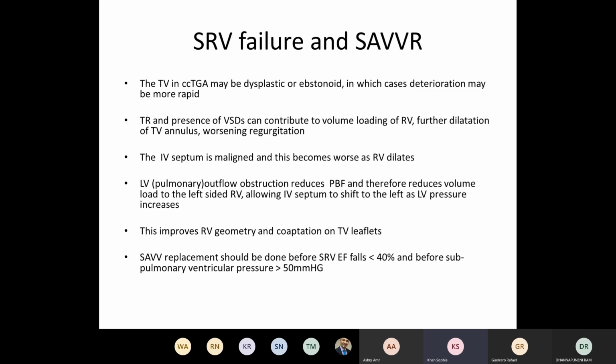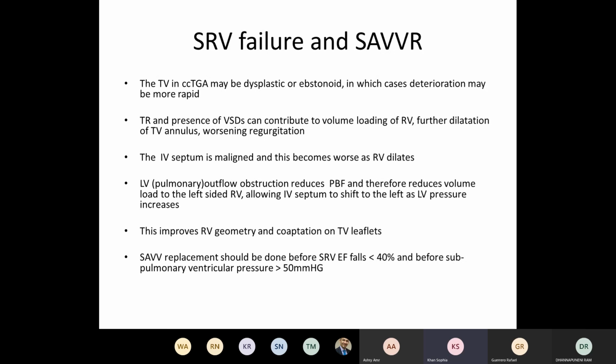So sometimes if there's some outflow obstruction from the morphological left ventricle, so that's the pulmonary flow, then that can reduce the amount of pulmonary blood flow, and that is actually kind of a helpful thing. It's protective. It means there's less shift of the septum and a bit more equalisation of pressures maybe. So that means that the morphological right ventricle on the left geometry improves, and that can be a bit protective against getting further tricuspid valve regurgitation. I hope that makes some sense. It's quite wordy how I've put it, but just trying to explain what actually happens.